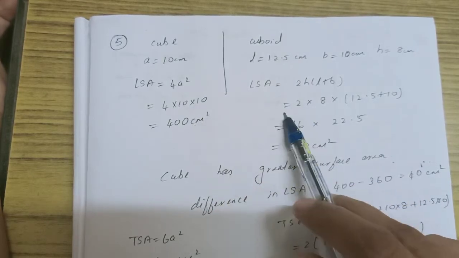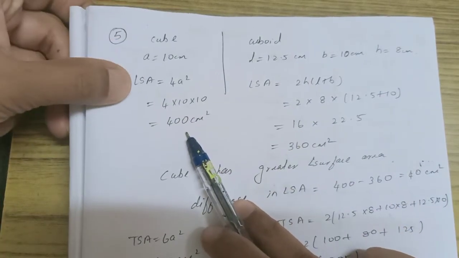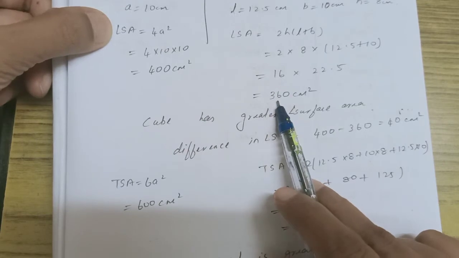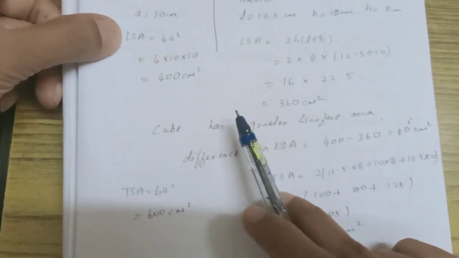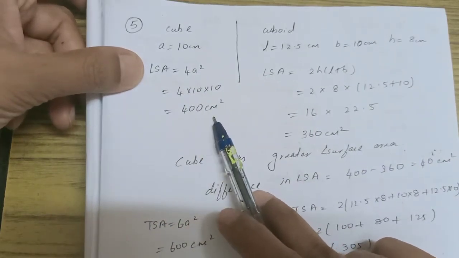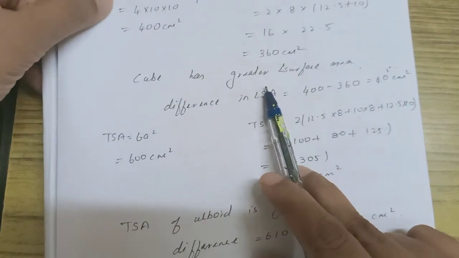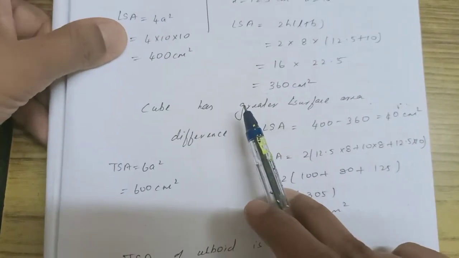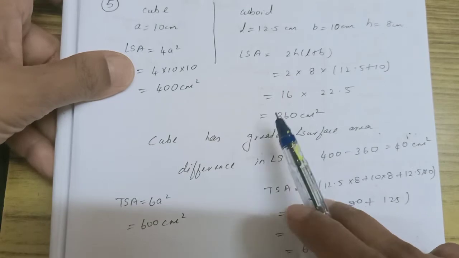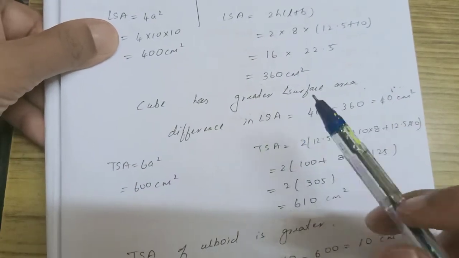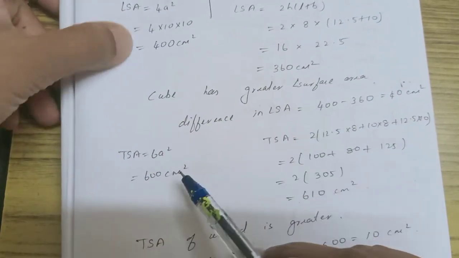You see both. And you see the LSA of the cube is 400, LSA of the cuboid is 360. Which is bigger? The cube only has bigger LSA. So the cube has a bigger LSA, and they are asking you by how much. That means you should subtract and write the difference. Then you are asked to find the same for the TSA also.